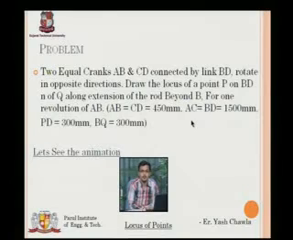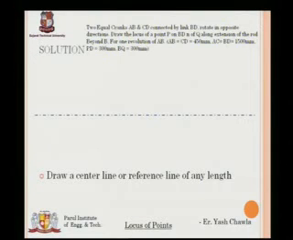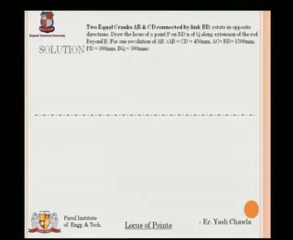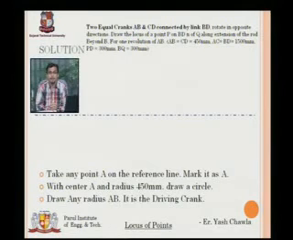Now let's go to the first step. What do we do? We are going to follow the same rules that we did. We will draw the center line first. Then the next step, take any point A on the reference line. First of all, we are going to take a point A on the reference line, and that is the center of the driving crank. So we are going to take a point, say point A, as you can see on the left hand side of the screen besides the video.